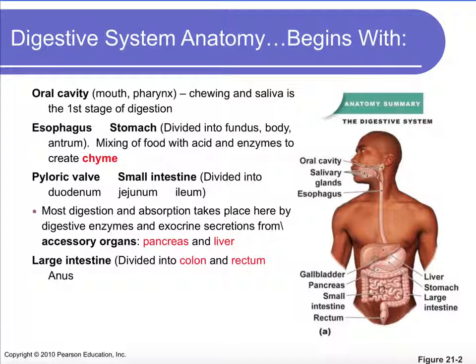Then contents from the stomach will go through our pyloric valve into the small intestine, which is divided into the duodenum, the jejunum, and the ileum. Now, the small intestine is where the majority of digestion as well as absorption takes place. Digestion is really aided by enzymes released from accessory organs like the pancreas, the liver, and the gallbladder. From the small intestine, the contents will move into the large intestine, which is divided into the colon and the rectum, and then it will come out the anus.